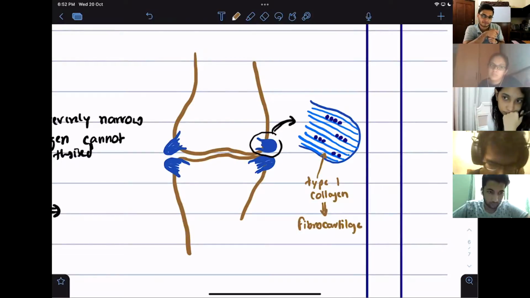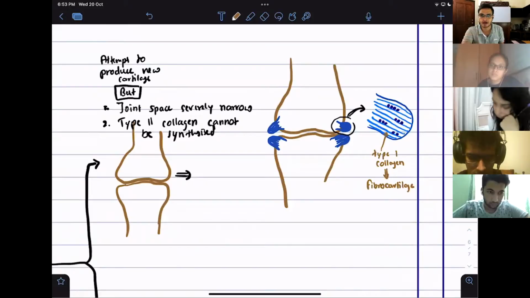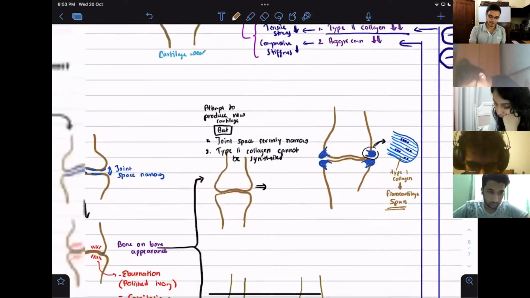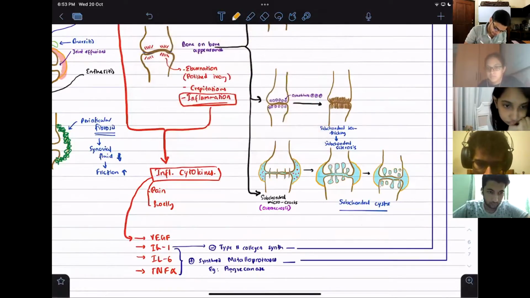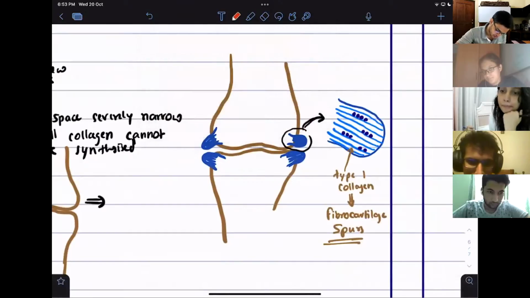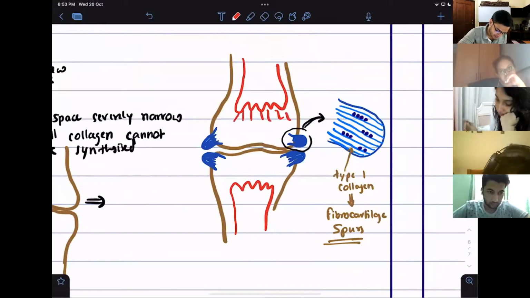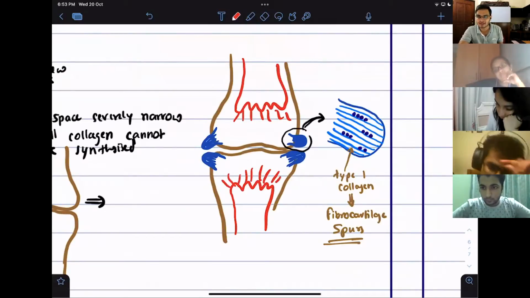Now look at this. We call these fibrocartilage spurs. Now let's go a little bit down to our cytokines. Remember our VEGF, vascular endothelial growth factor. In the bone itself, there is usually a nice blood supply. Do cartilages have a good blood supply? No, cartilages are usually avascular structures.